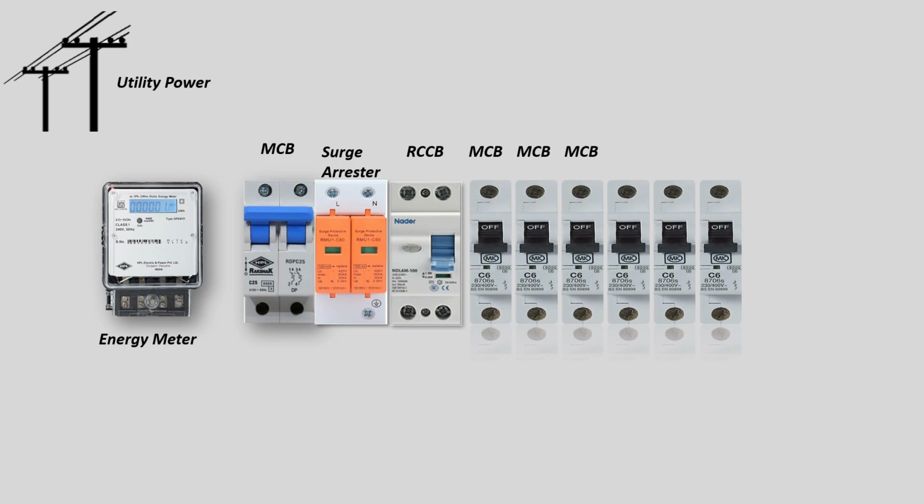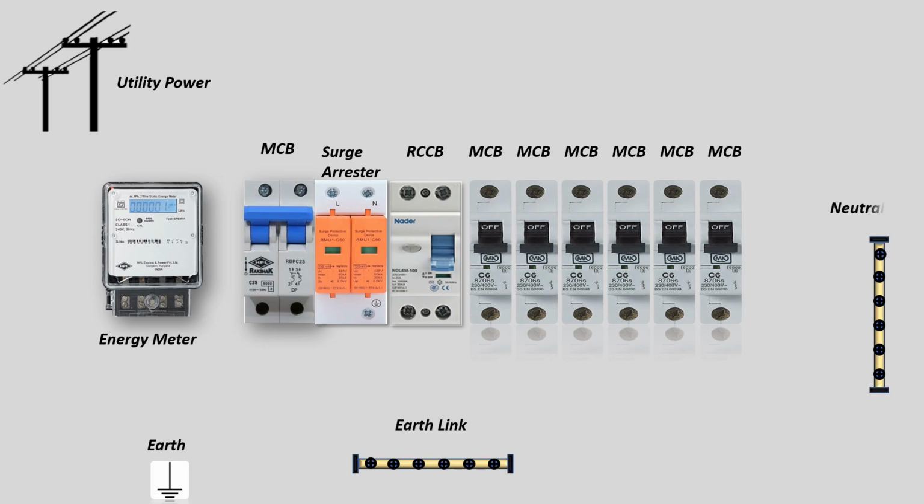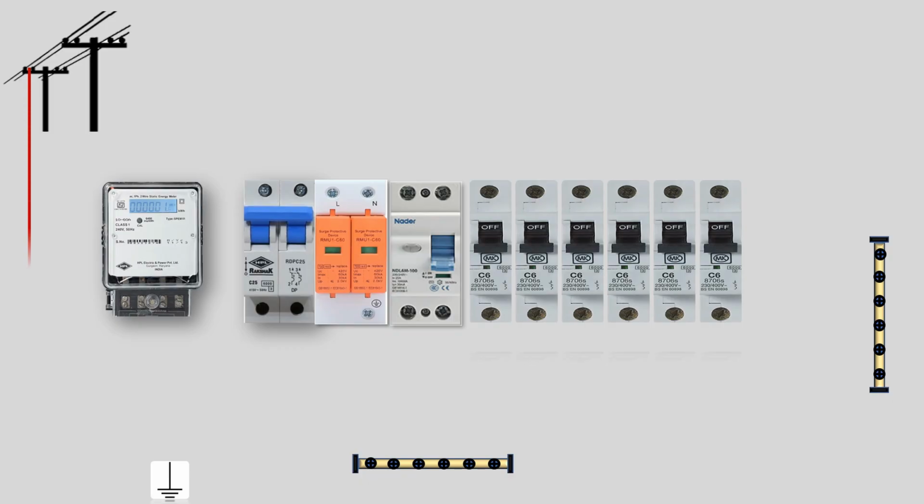After the meter, the supply goes to the Main Double Pole Isolator, or Main MCB. This device allows us to manually switch off the entire house supply during maintenance or emergencies.